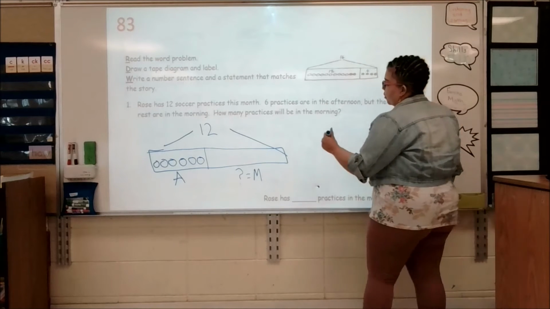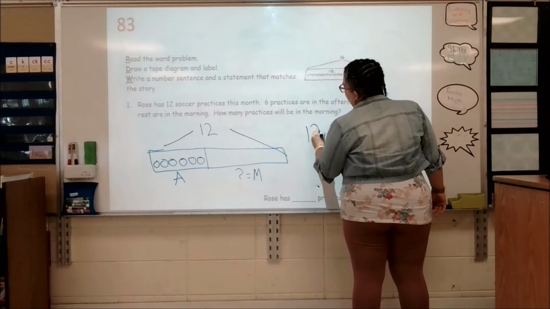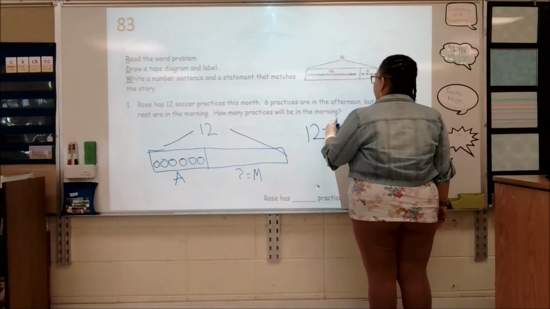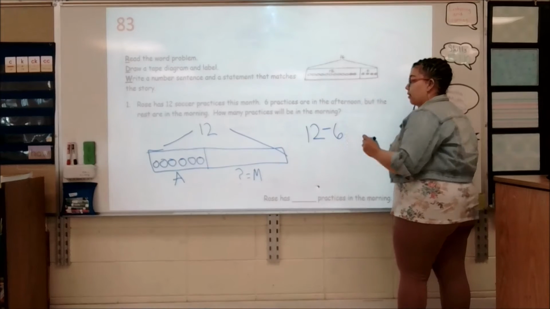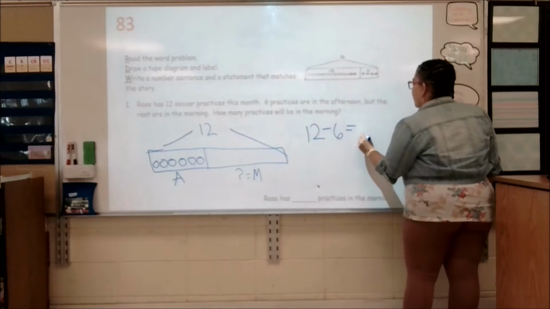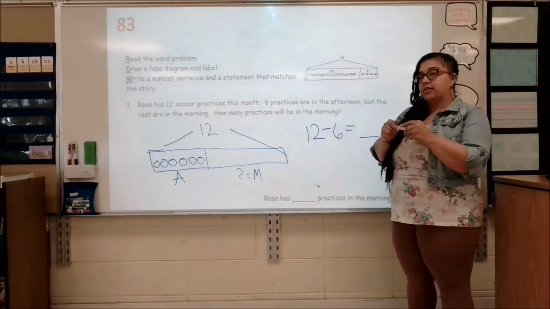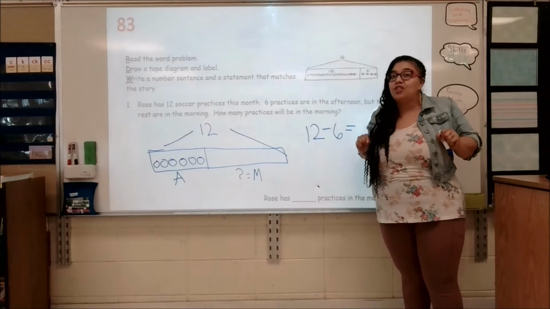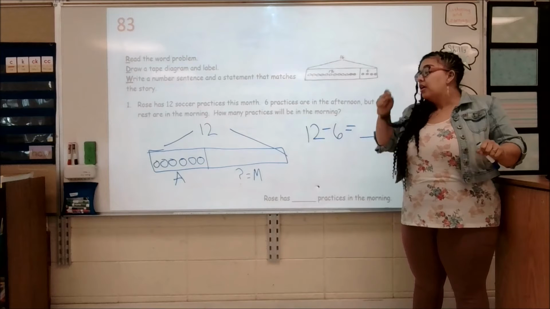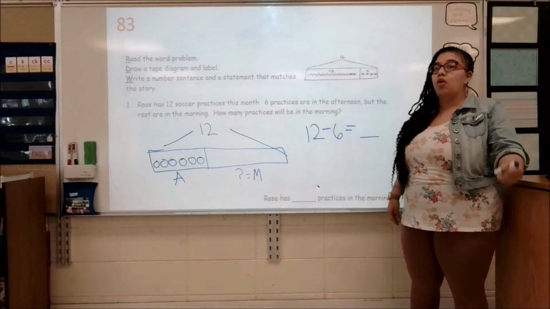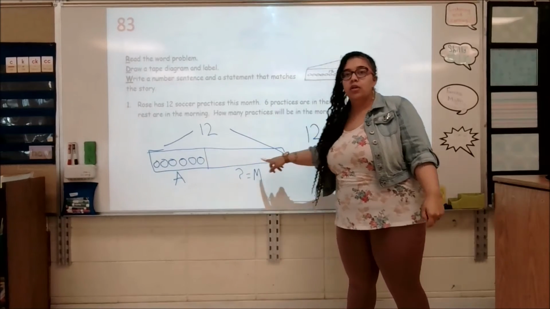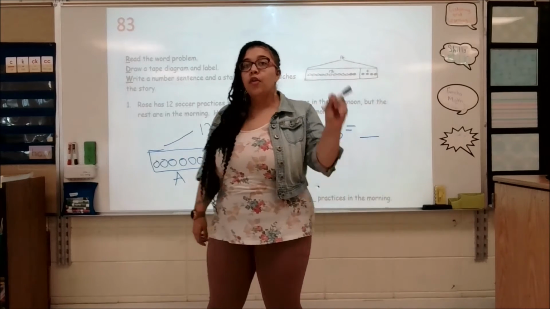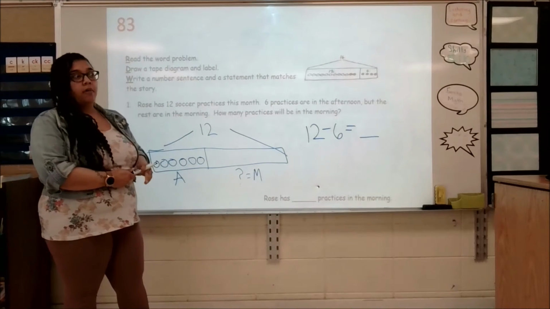Correct. It is subtraction. Let's write our number sentence. So, 12 practices this month, taking away the 6 afternoon practices that we know about, leaves us with the unknown number of morning practices. That is the number sentence that matches this question. Do we have to solve it as subtraction? No, we can solve it by counting on from the known to the whole. So from 6, counting on until we get to 12, we will draw and see what our missing part is.